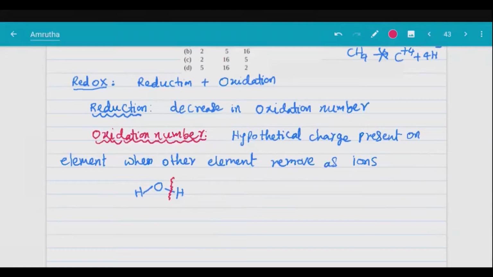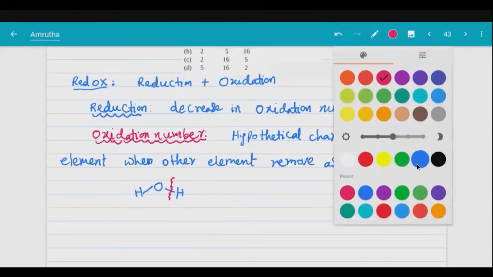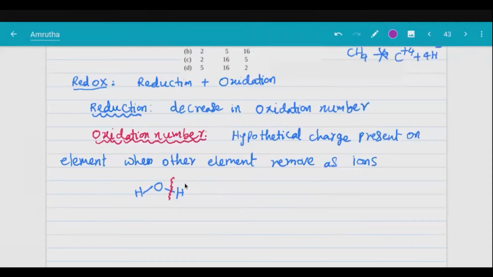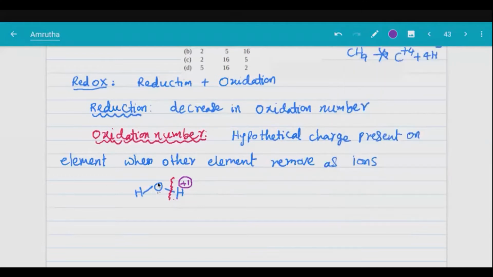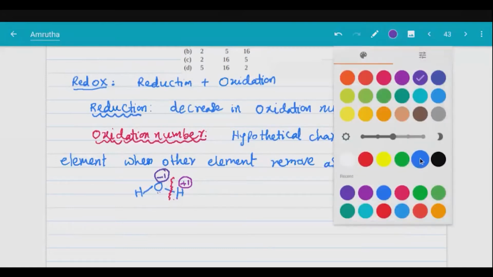If I break this bond, H is plus. Why is H plus? Why am I breaking H plus, why not H minus? Because there is a difference in electronegativity. Oxygen is an electronegative element, but hydrogen is electropositive compared to oxygen. So H will break as +1. So what is the charge on oxygen now? If I break H plus, there is -1.